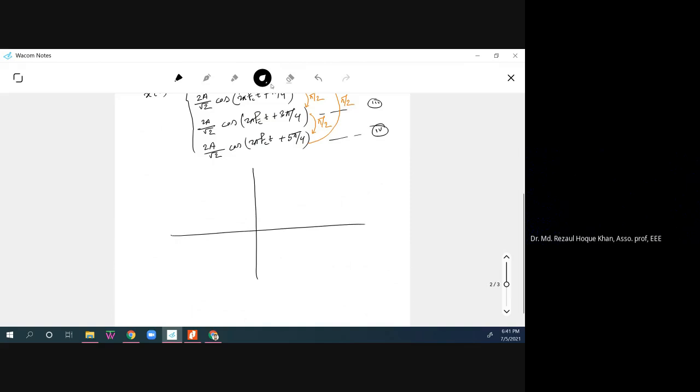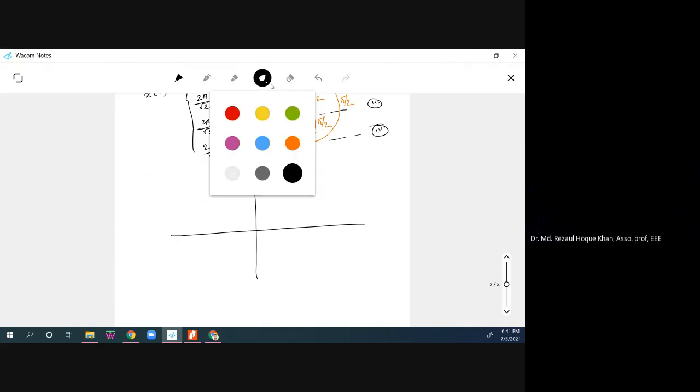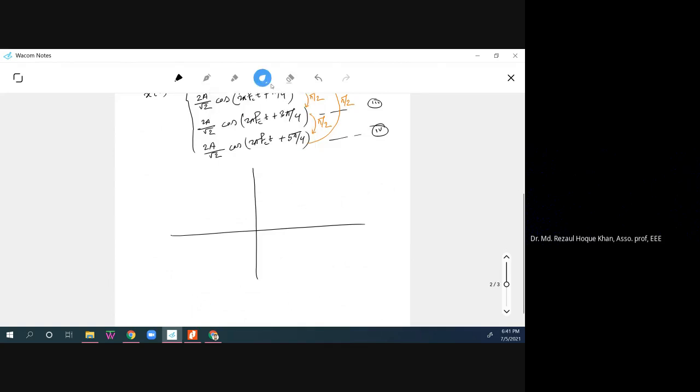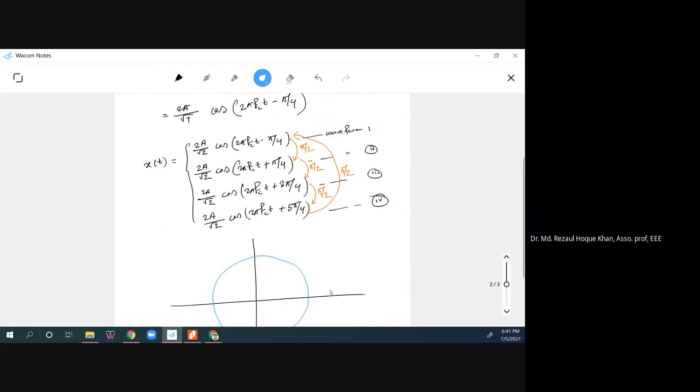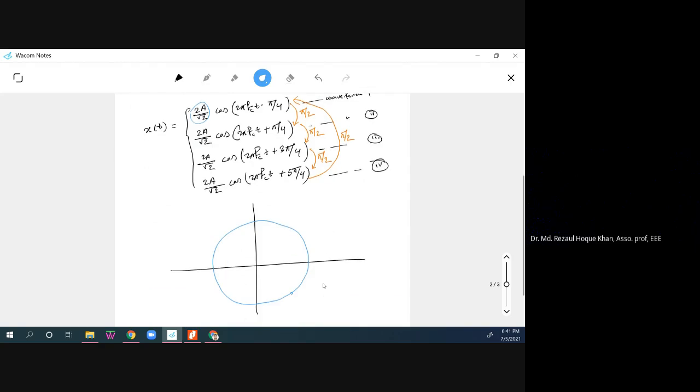This is one. If I draw a circle, oh sorry, it's not a good one. Let's try again. Okay, looks like a circle, though not a very good circle. Anyway, what is the first one? First one is minus pi by 4, so minus pi by 4 will be, for example, here.